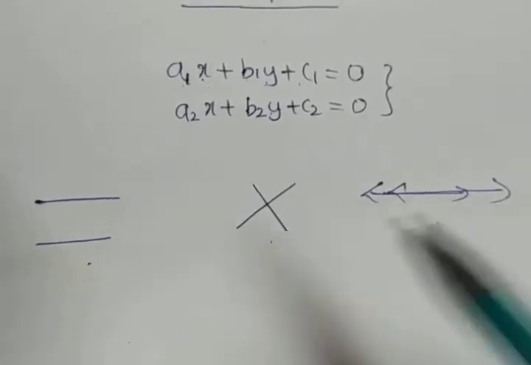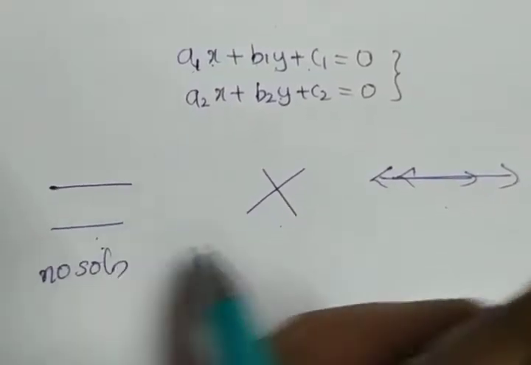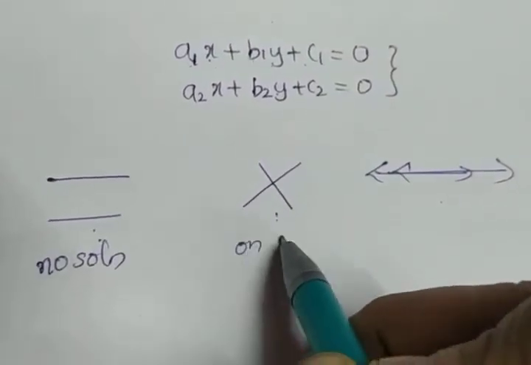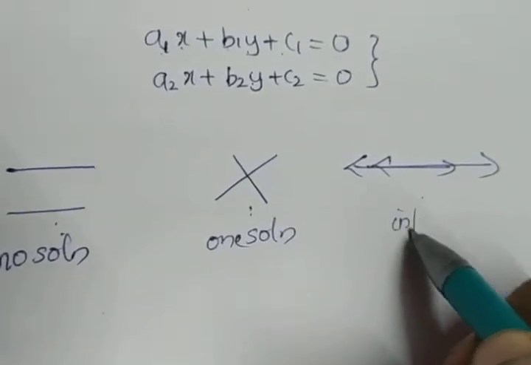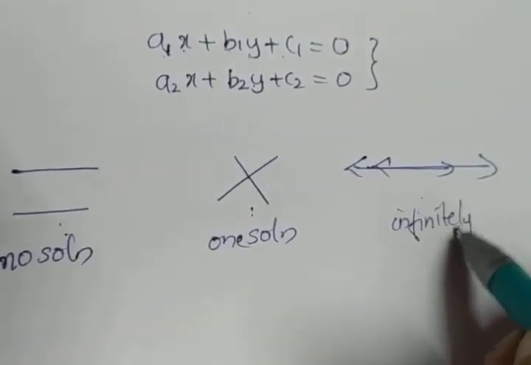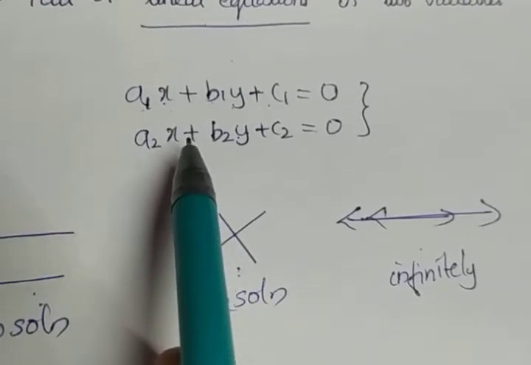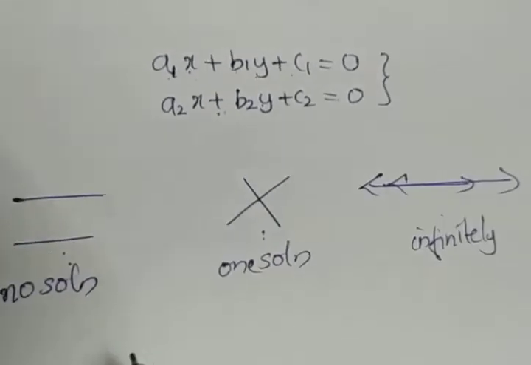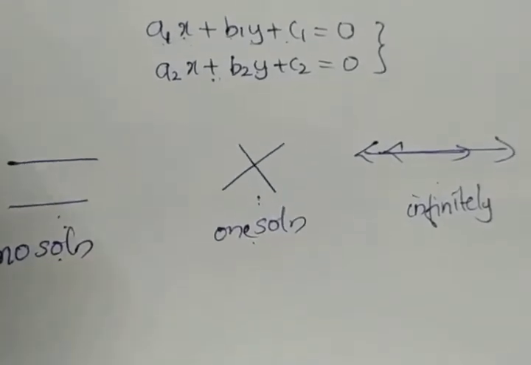Okay, so three cases arise. Either they can be parallel, they can intersect, or they will be coincident. If the lines are parallel, there will be no solution. If the lines intersect at one point, there is one solution. And if the lines are coincident, there are infinitely many solutions. Again, by checking the pair of linear equations, we can identify how the lines are: either parallel, intersecting, or coincident.